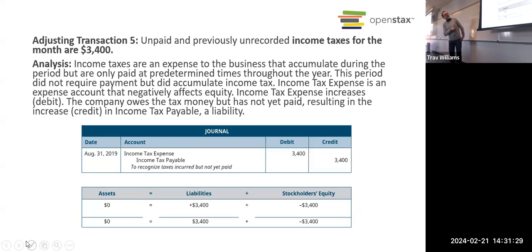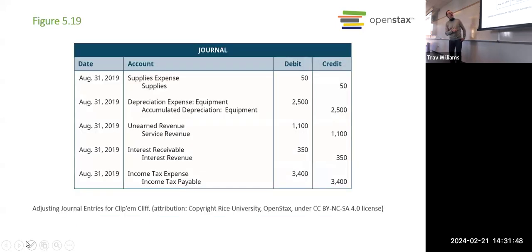Okay, we owe some money for income tax. So we can document that as an expense because it's for profits we've already earned, so it's already happened. That reduces our equity, but we haven't paid it, so it's an income tax payable. That increases liabilities. We're still in balance. So here are the journal entries for those adjusting entries, okay?